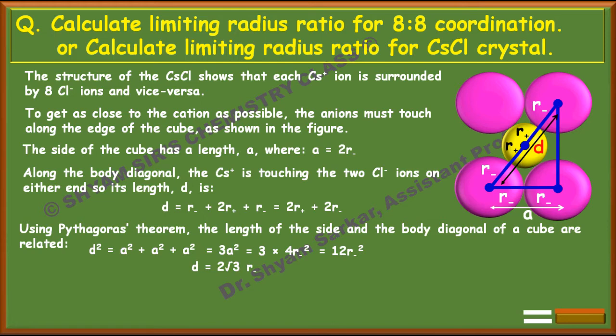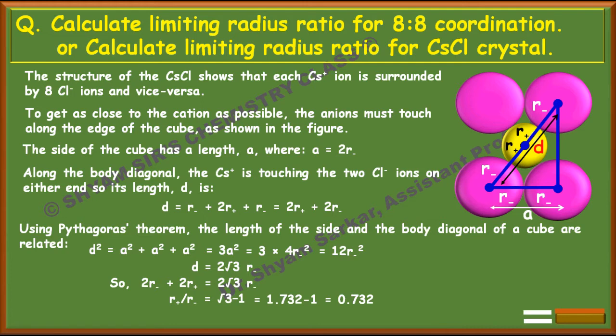Okay, now see, if you know the relation 2r plus 2r minus is d, so if you put the value of d in this equation, 2r plus and plus 2r minus equal to 2 root 3r minus. If you calculate the ratio, that means if you divide by r minus in all of these, r plus by r minus becomes root 3 minus 1. That means 1.732 minus 1, that is 0.732. So this is a very simple calculation.